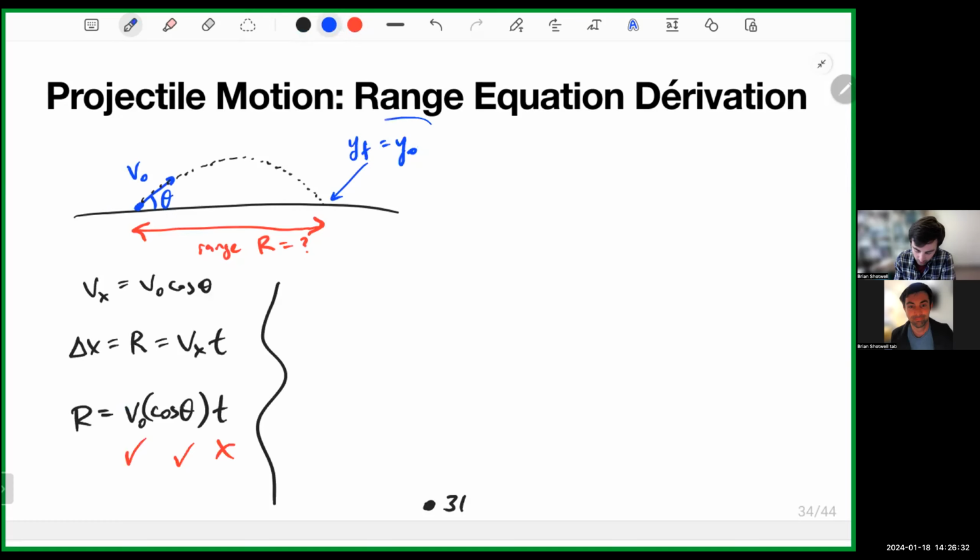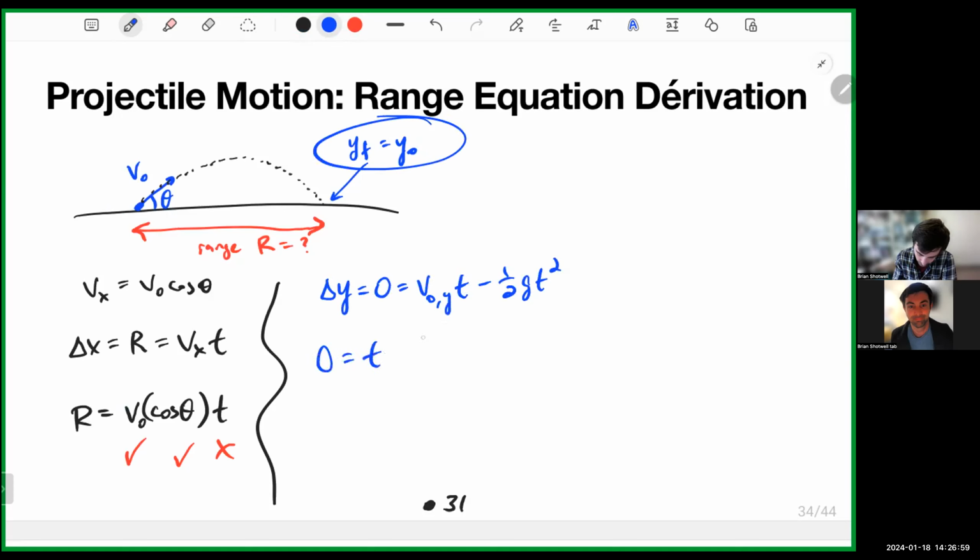We still haven't used this fact yet that the final y position is equal to the initial y position, or y elevation. So let's go ahead and enforce that fact. So delta y is 0. So this is v naught y times time minus 1/2 g t squared. Okay. So we're going to factor out a t here. There's going to be two solutions for time for this quadratic equation for t. But t equals 0 is just the moment it's fired, right? So we're not so interested in that solution. We're really going to be interested in this other solution.